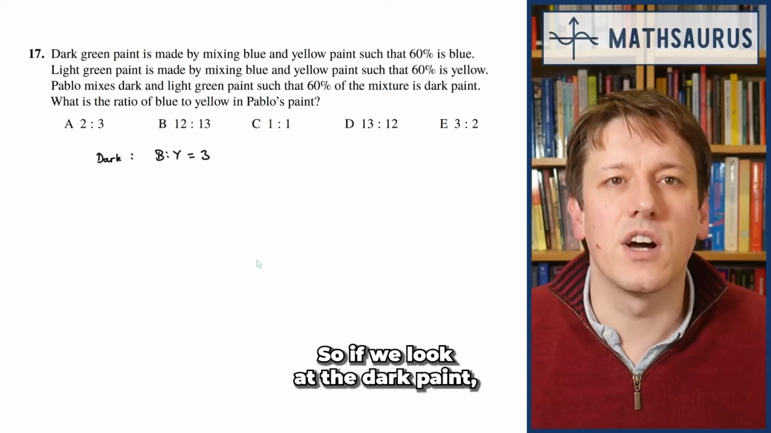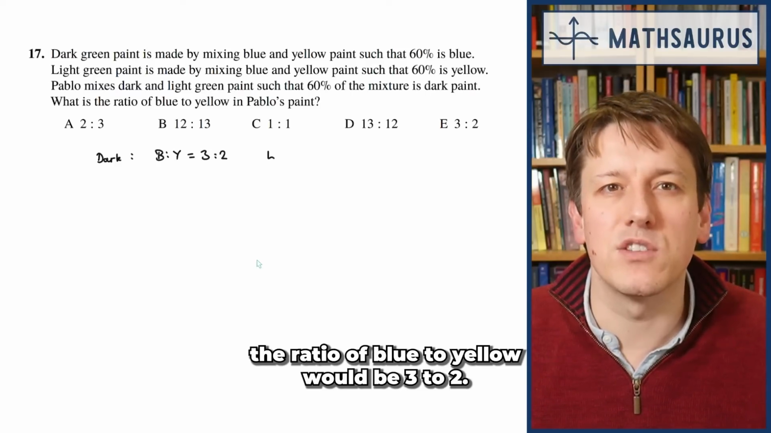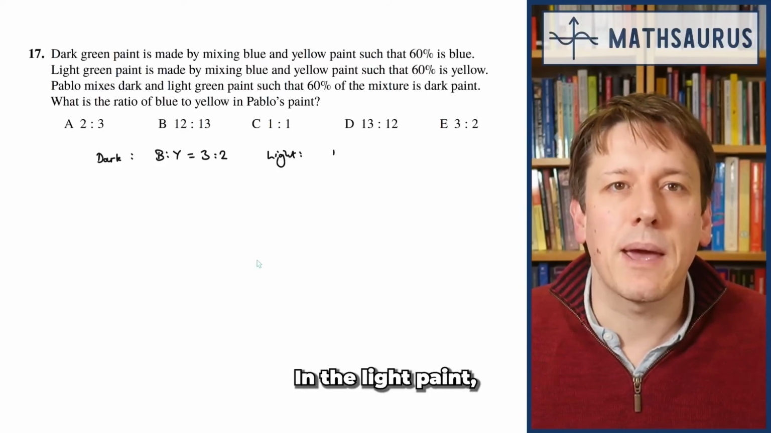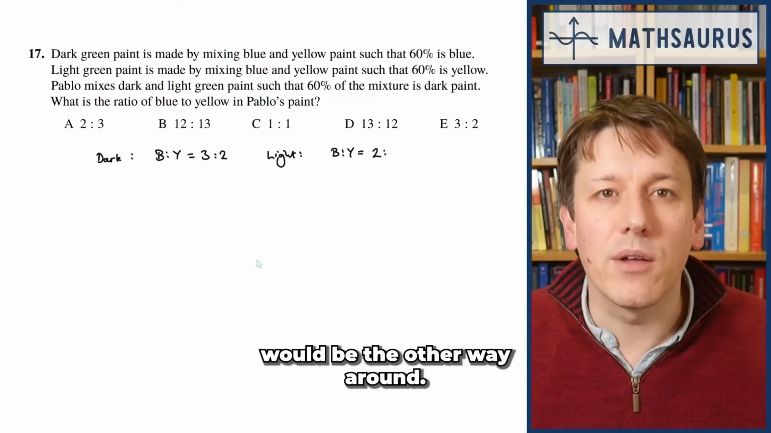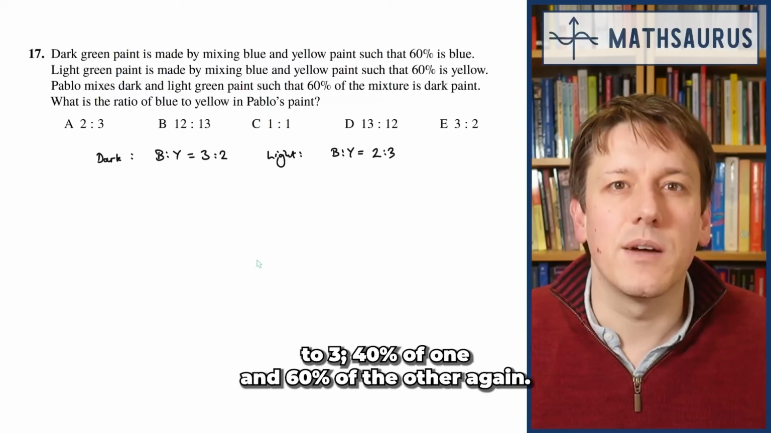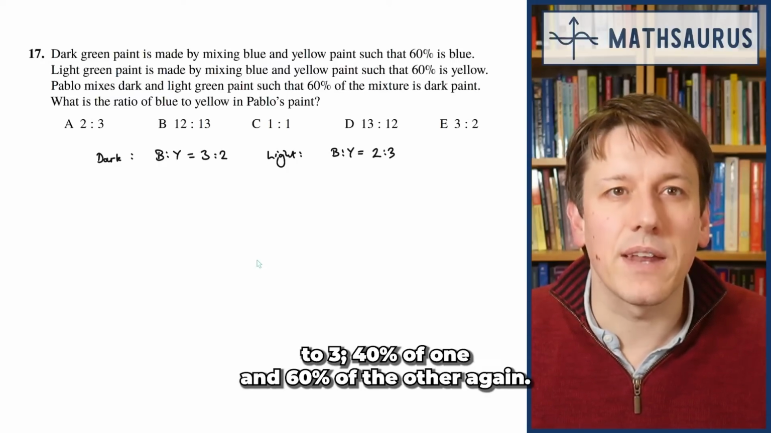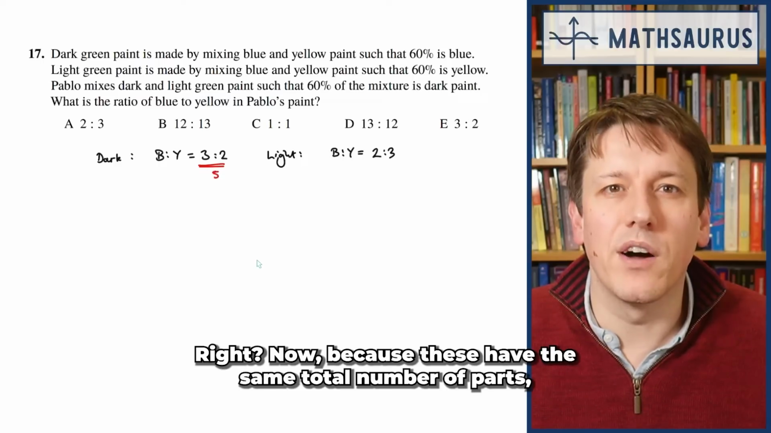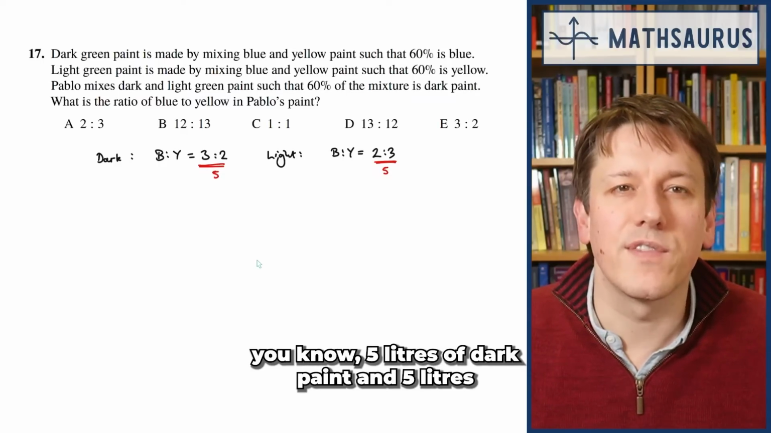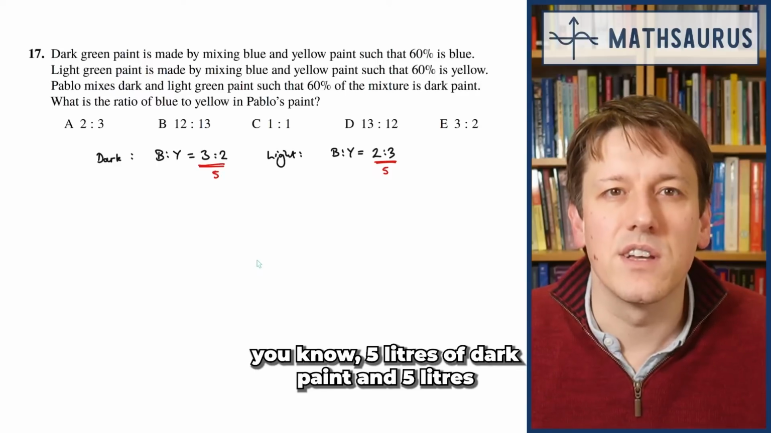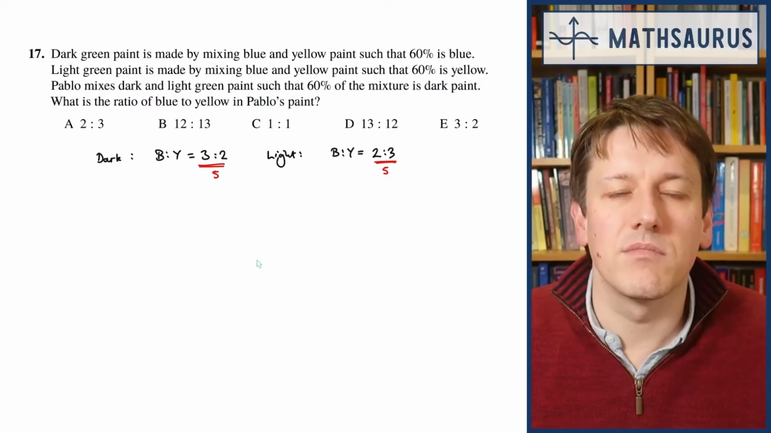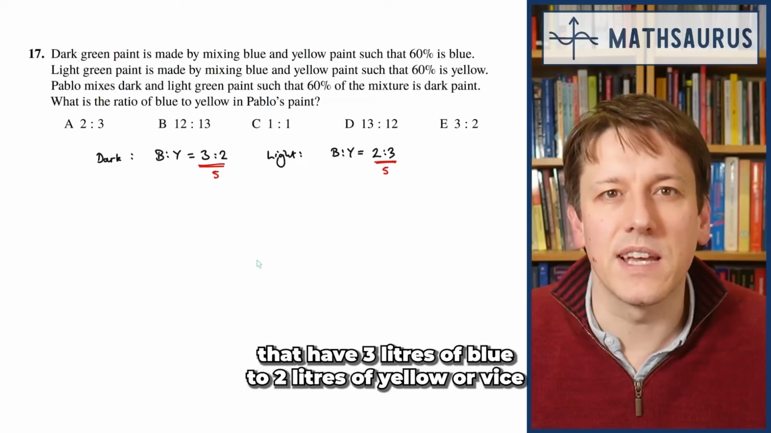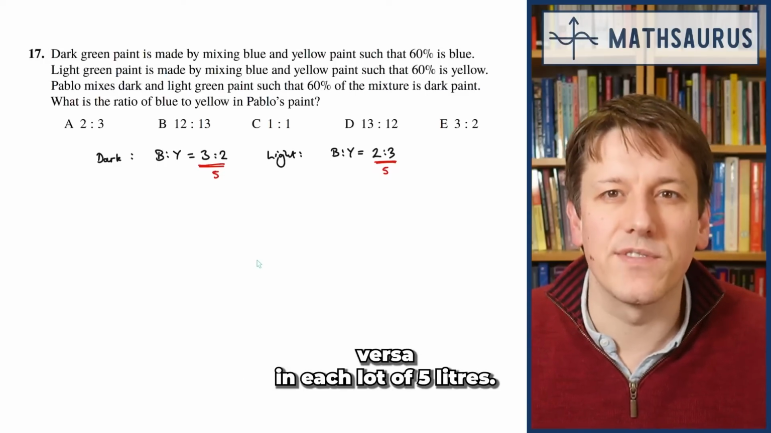So if we look at the dark paint, the ratio of blue to yellow would be 3:2. That would be 60% blue, 40% yellow. In the light paint, the ratio of blue to yellow would be the other way around. It would be 2:3, 40% of one and 60% of the other again. Right, now, because these have the same total number of parts, we can think, oh, imagine this is just 5 litres of dark paint and 5 litres of light paint, right? And they would both be in those ratios. I'd have 3 litres of blue, 2 litres of yellow, or vice versa in each lot of 5 litres.